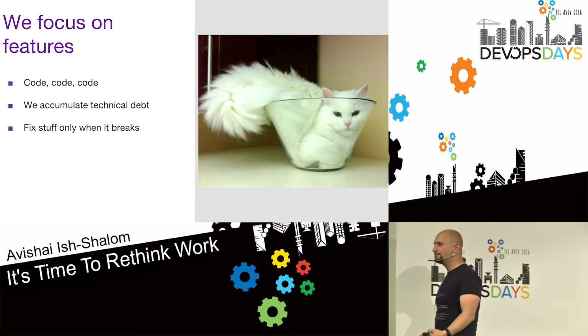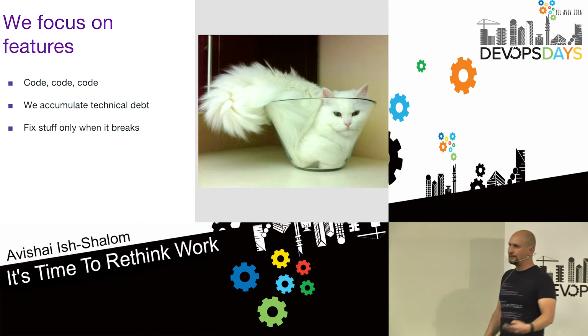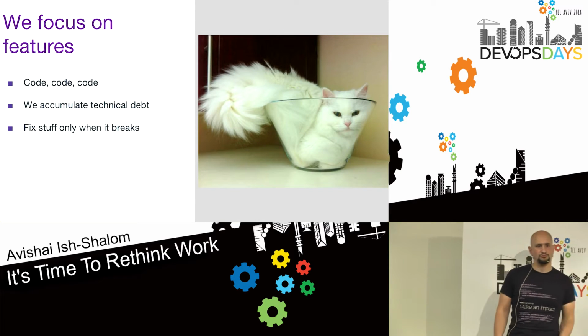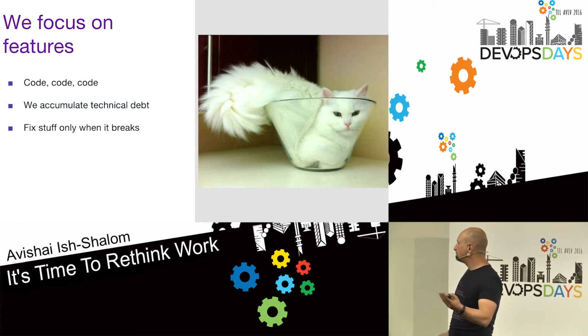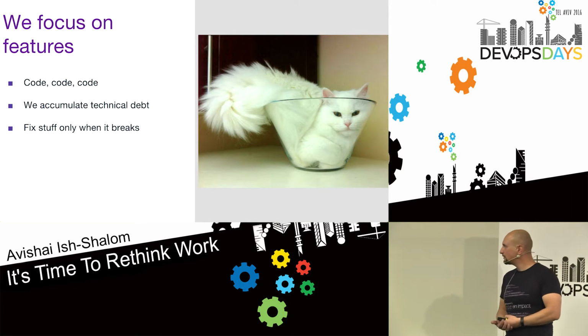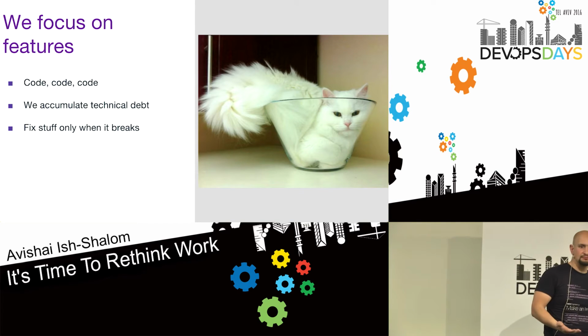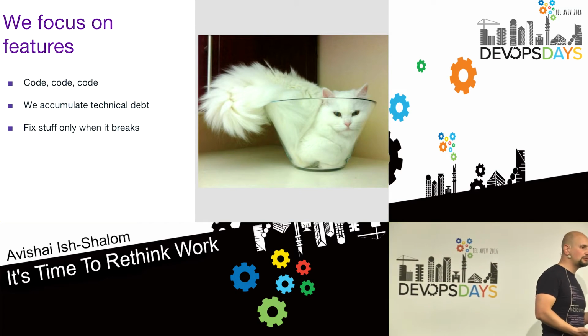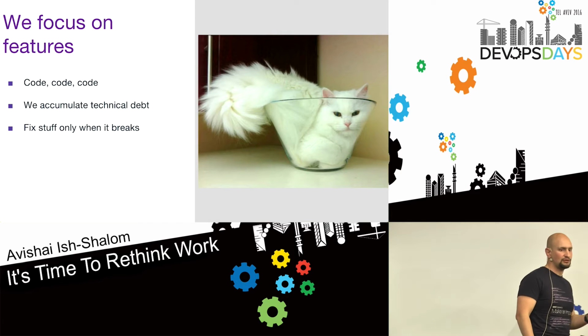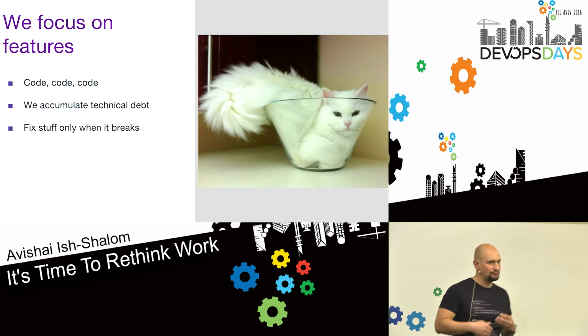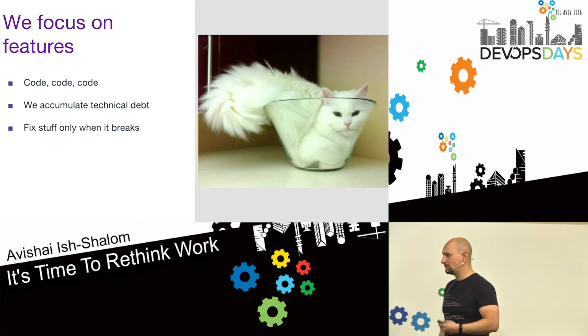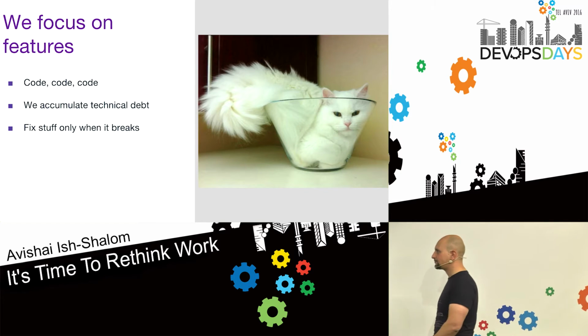And we focus on features when we do stuff. We need to roll out products and features. We accumulate a lot of technical debt. And we only fix stuff when it breaks. And we only do the minimal amount that we have to do in order to get things to work. And then we continue and we add more features and more features and more features.